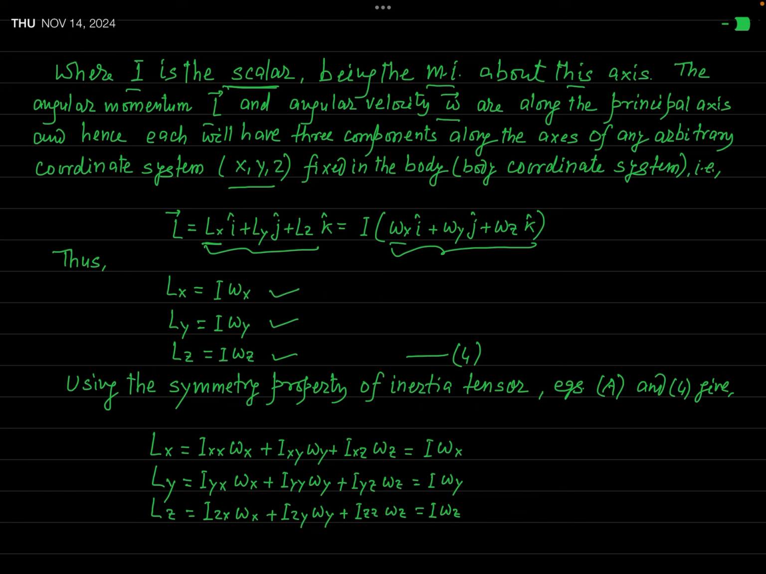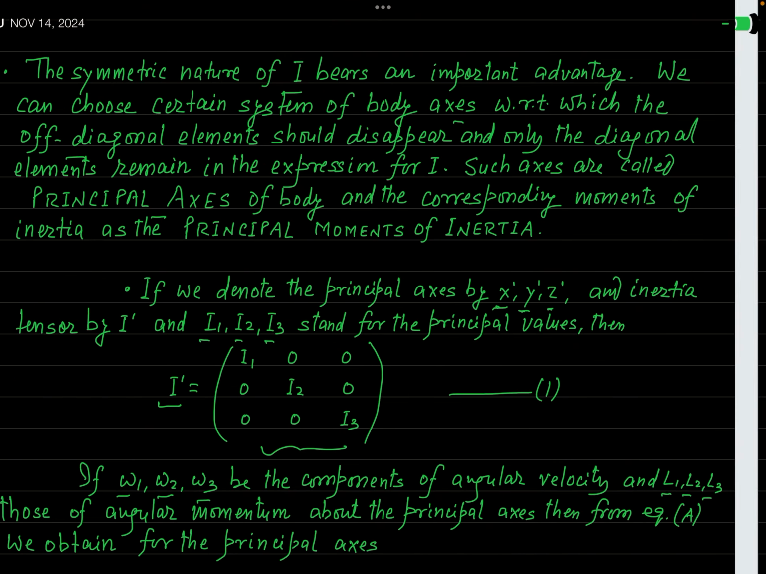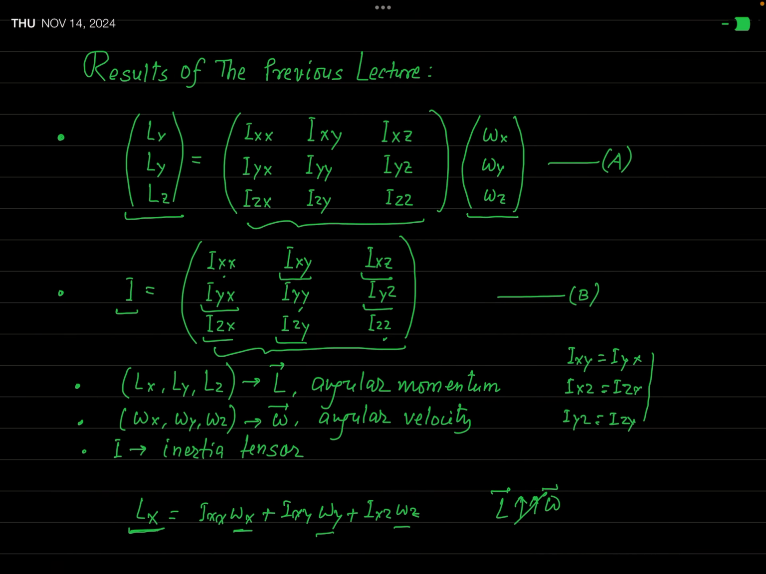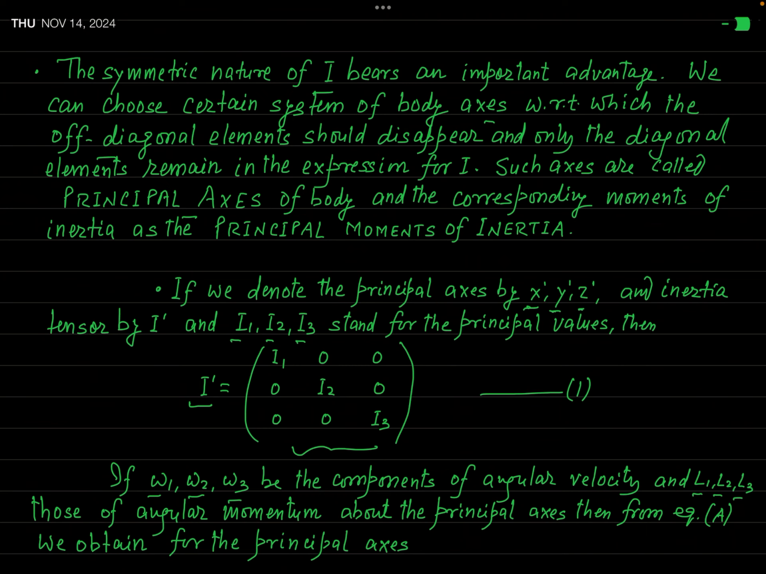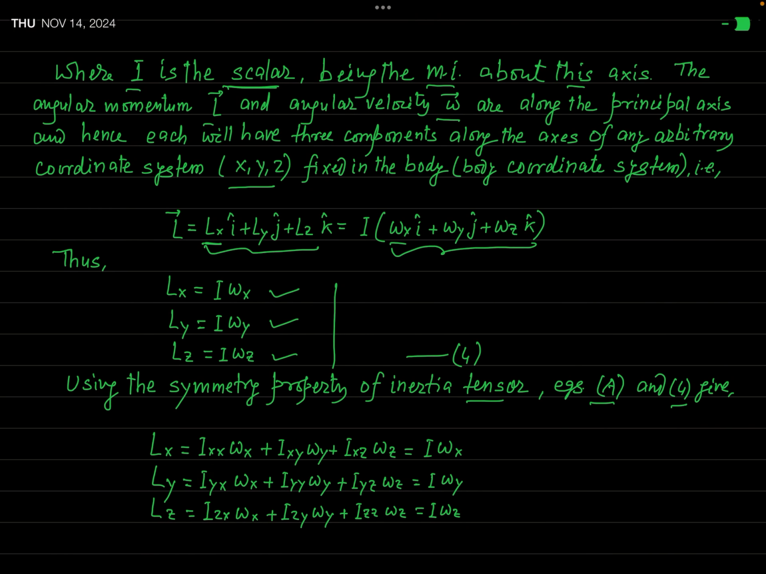Now, using the symmetry property of inertia tensor, and using equation A and 4, this equation 4, and you have seen earlier equation A which I have obtained in the first lecture on this angular momentum vector, this equation A. Now you can see Lx is equal to this much, but when we talk about the principal axis transformation, then Lx is equal to I omega x, okay?